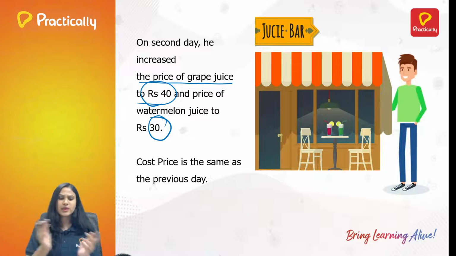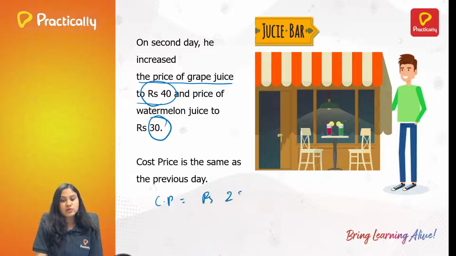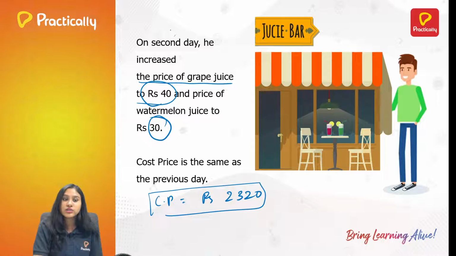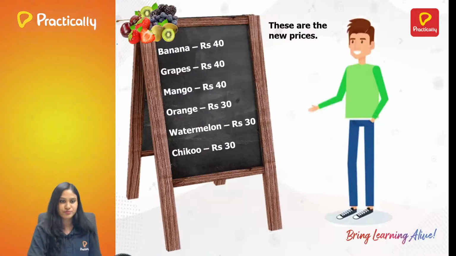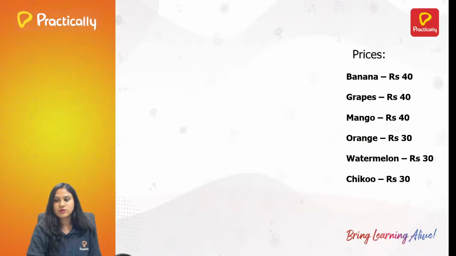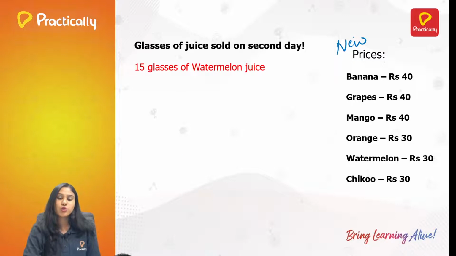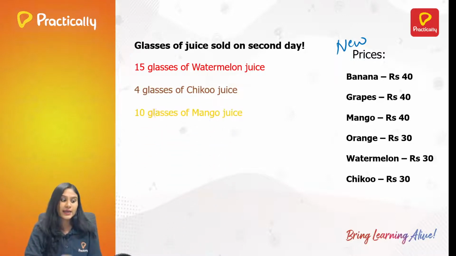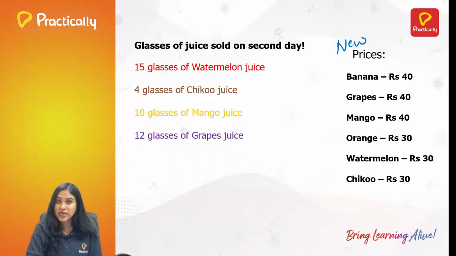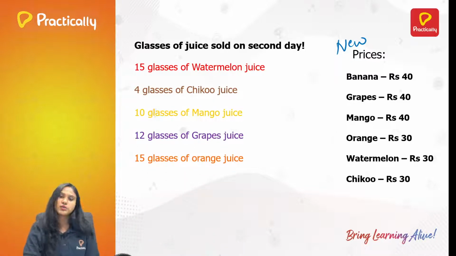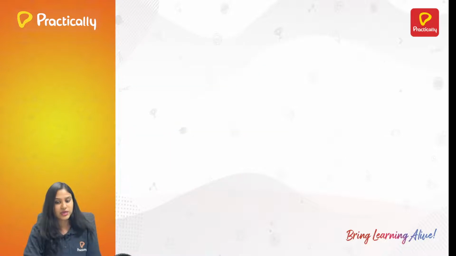We will see what all to do. Cost price is the same as the previous day. So what was it? Cost price was rupees 2320. Now let us find the selling price on the second day. So these are the new prices, okay? Let us write the new prices. So he sold 15 glasses of watermelon juice, 4 glasses of chiku juice, 10 glasses of mango juice, 12 glasses of grape juice, 15 glasses of orange juice, 12 glasses of banana shake.